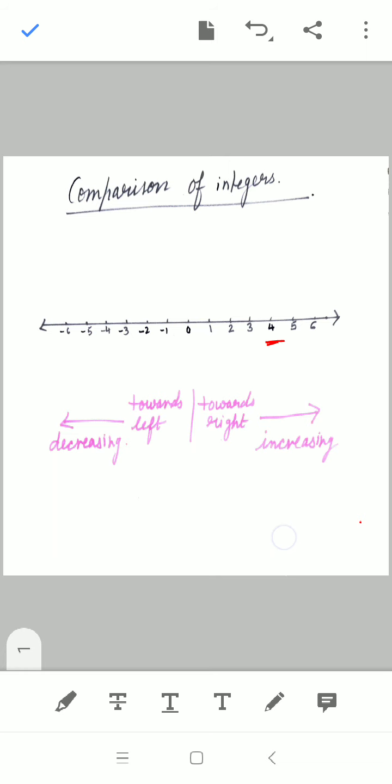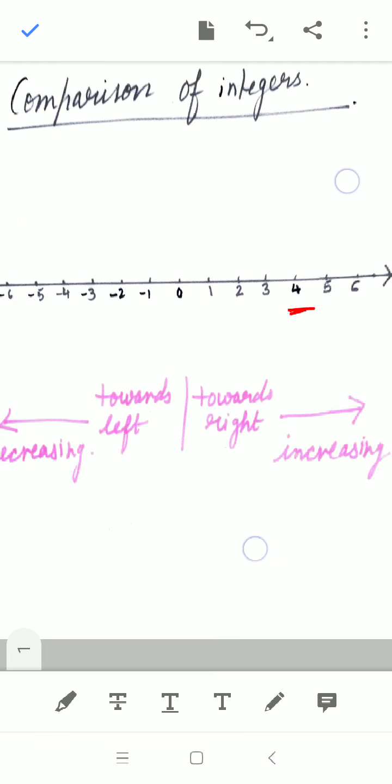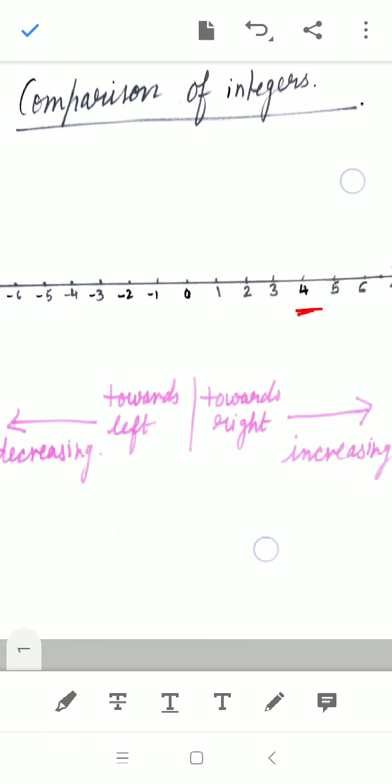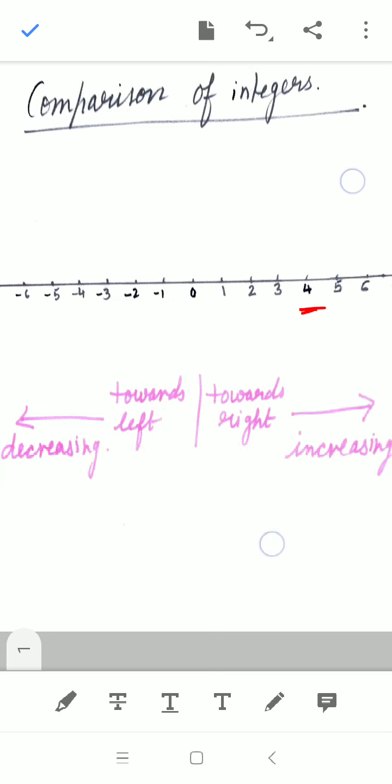All of us know what integers are. Integers are numbers which are all positive numbers, all negative numbers, and zero. And zero is neither positive nor negative. Zero is smaller than all positive numbers, but zero is greater than all negative numbers.